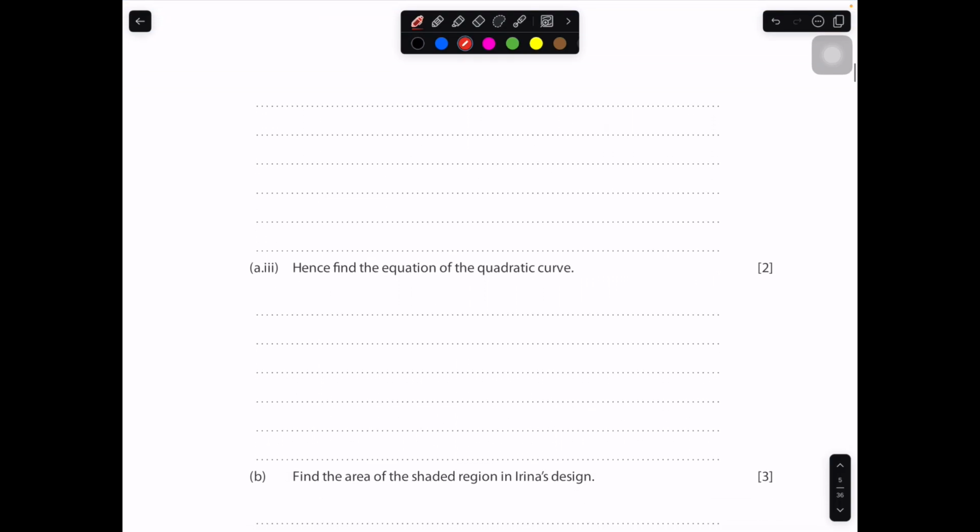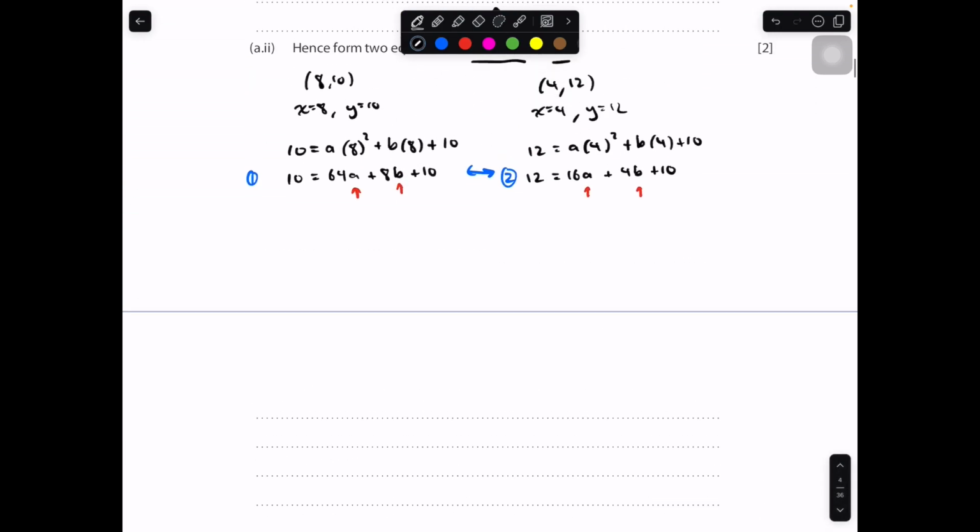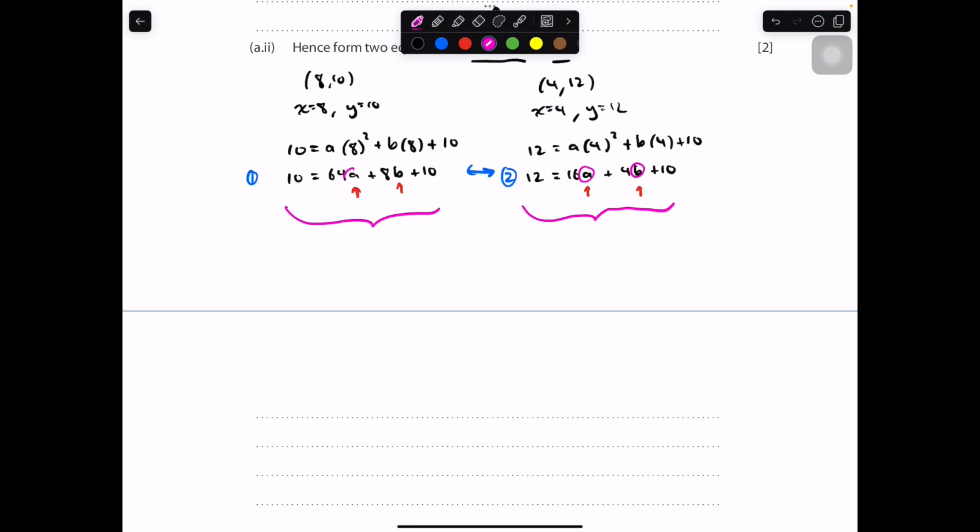All right, hence find the equation of the quadratic curve. Okay, so a few different ways you can actually solve this. I'll show you both ways. The way that they're kind of nudging you is they're saying, hey, we have one equation here, and we have one equation here. We have two equations, two unknowns, that is to say just a and b. We can use linear solve to solve this. So two equations, two unknowns, lin solve, and that should give us the answer.